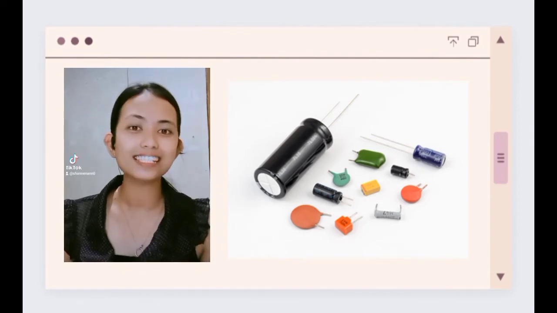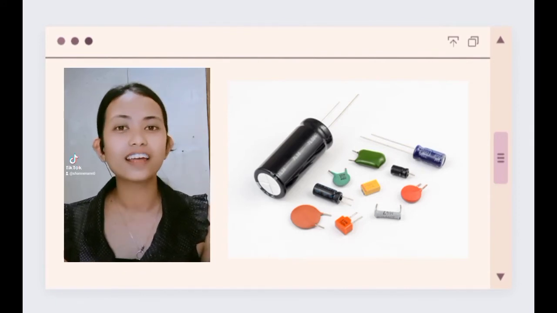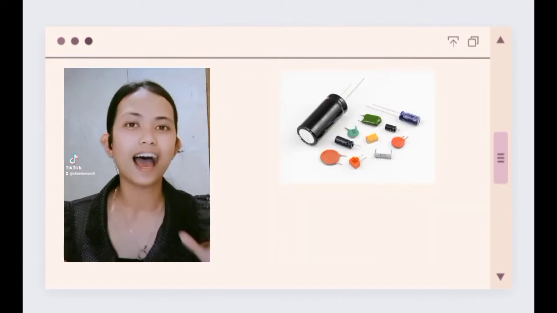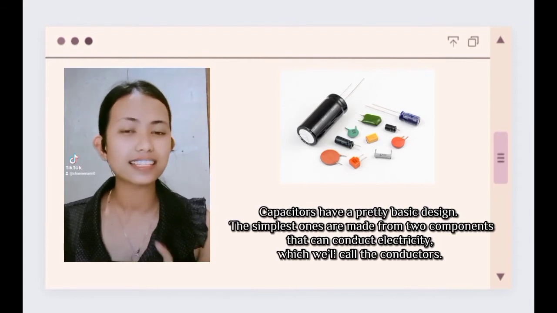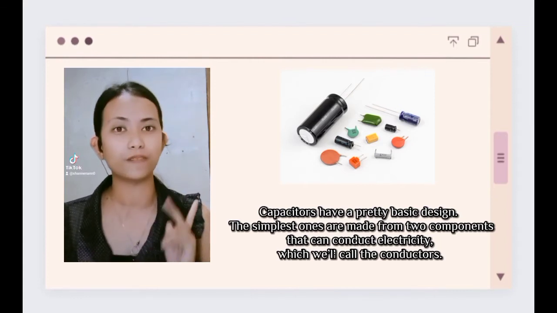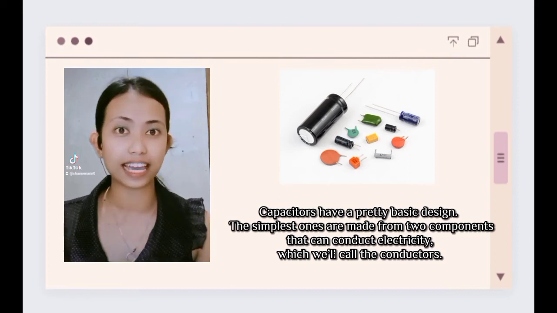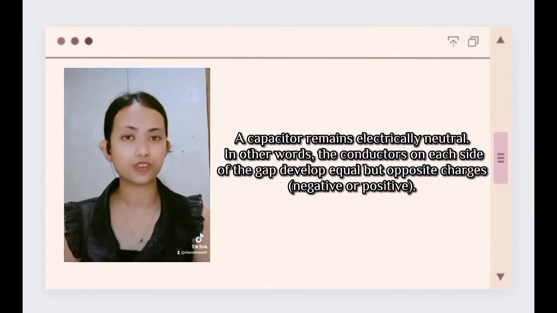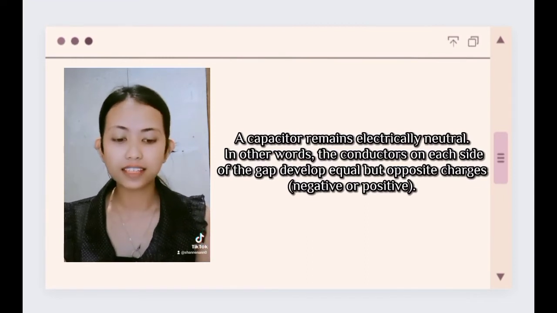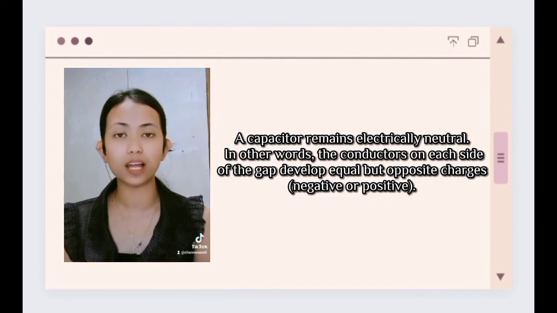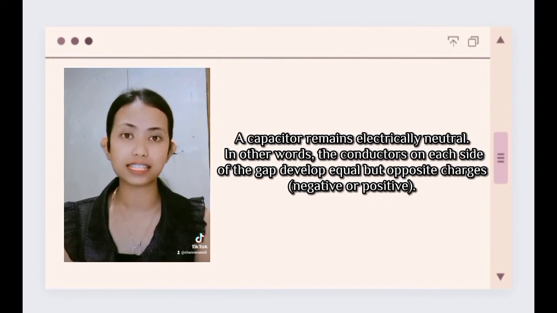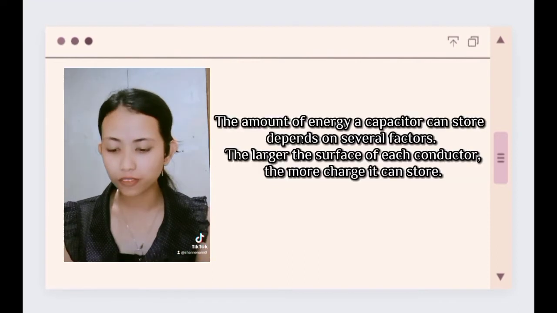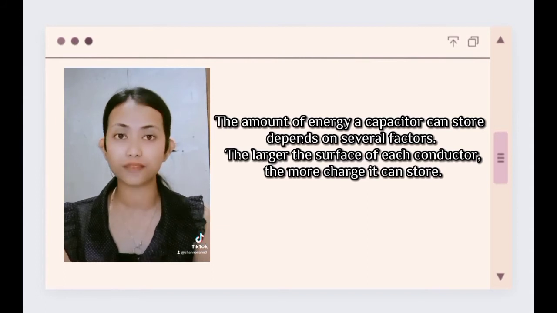So my dear students, as you can see in the picture, that is what a capacitor looks like. As you can observe, a capacitor has a pretty basic design. The simplest one is made of two components that can conduct electricity, called conductors. A capacitor remains electrically neutral. In other words, the conductors on each side of the gap develop equal but opposite charges, the negative and positive. The amount of energy a capacitor can store depends on several factors.